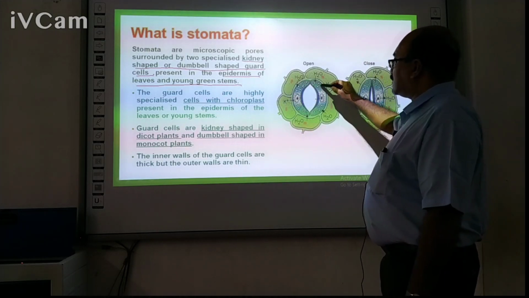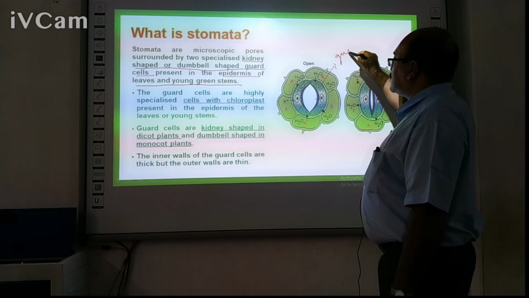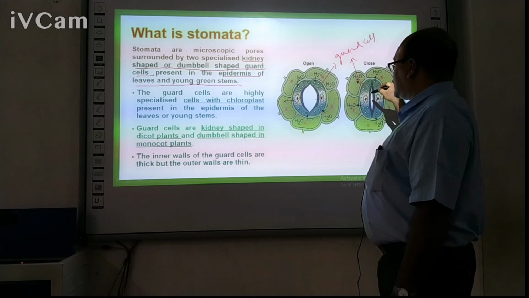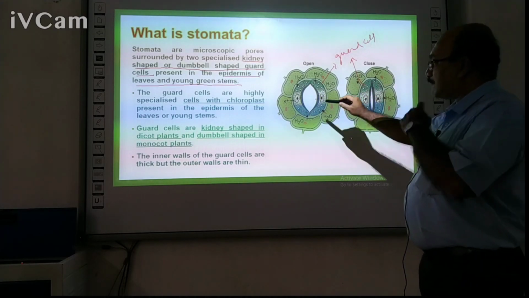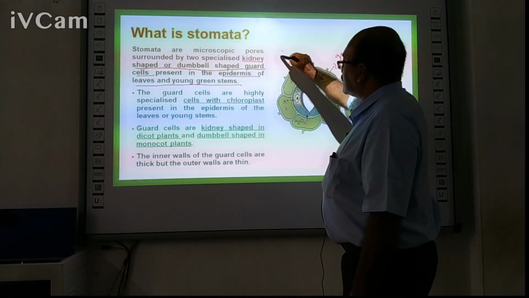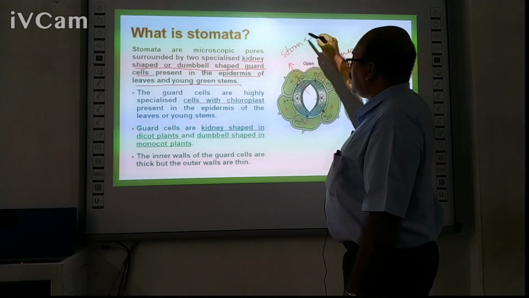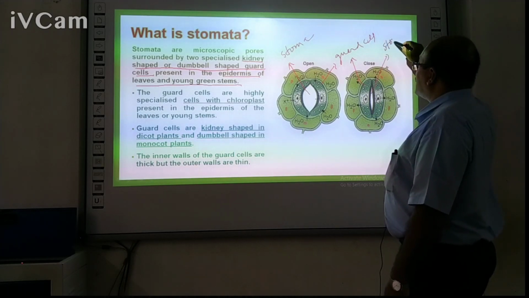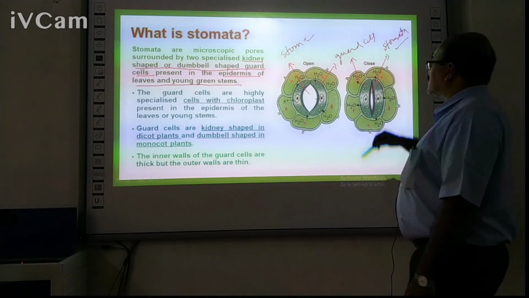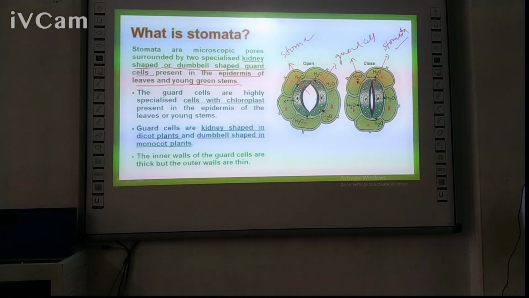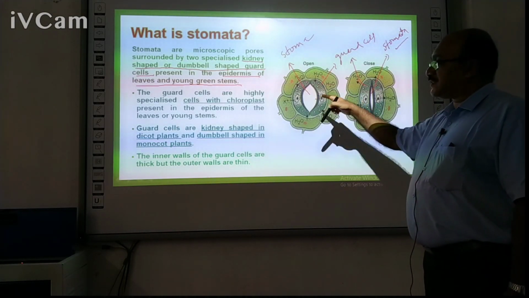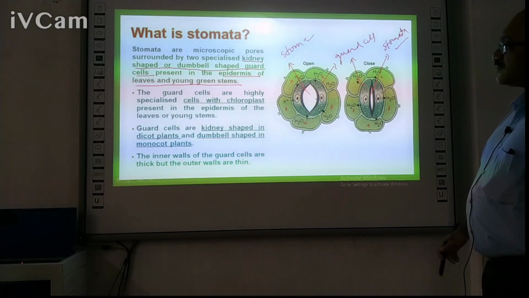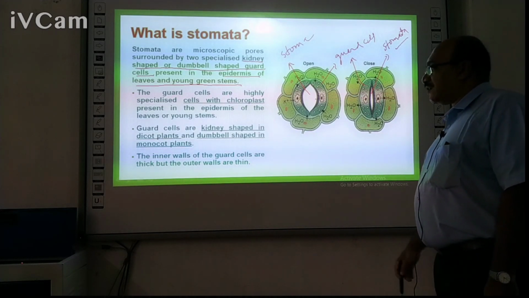So here, these are the guard cells. These are surrounding here. This is kidney shaped, and the pore here is the stomata. Singular is stoma. If there are plural, then it is known as stomata. So the guard cells are surrounding the pores. So guard cells are regulating the opening and closing of stomata. We will see in the next part of the chapter.